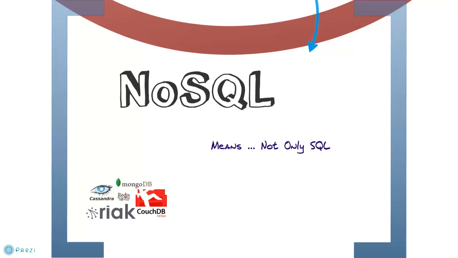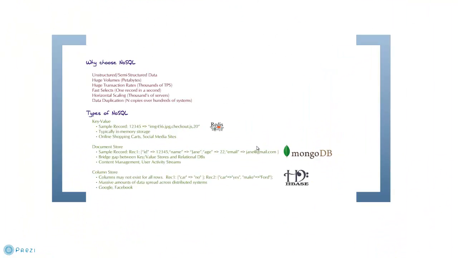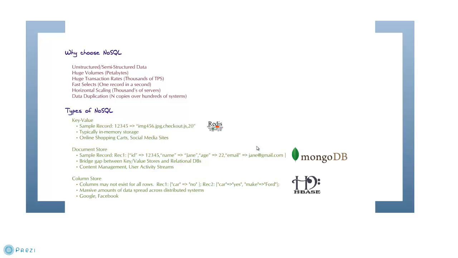NoSQL does not mean I hate SQL or anything bad. It simply means not only or not ordinary SQL. There are hundreds of NoSQL variants on the market today. Each fits their specific niche and need. Most of these variants fit within one of three categories: key value, doc, and column store. Each has their major benefit, and they all do well with unstructured or semi-structured data.